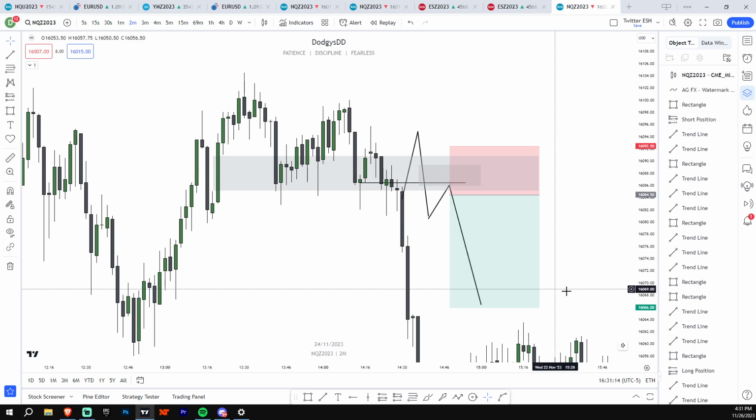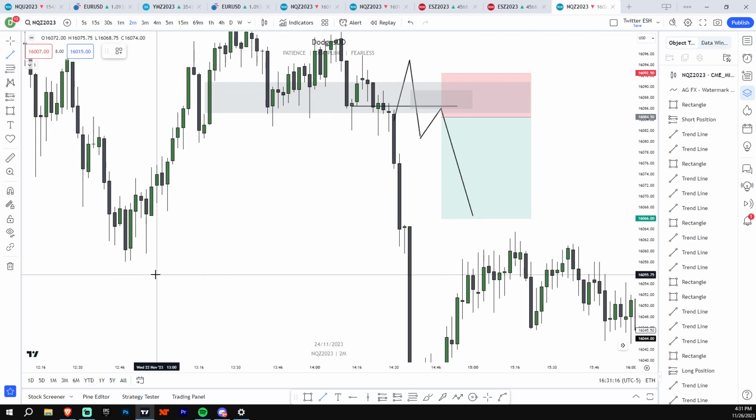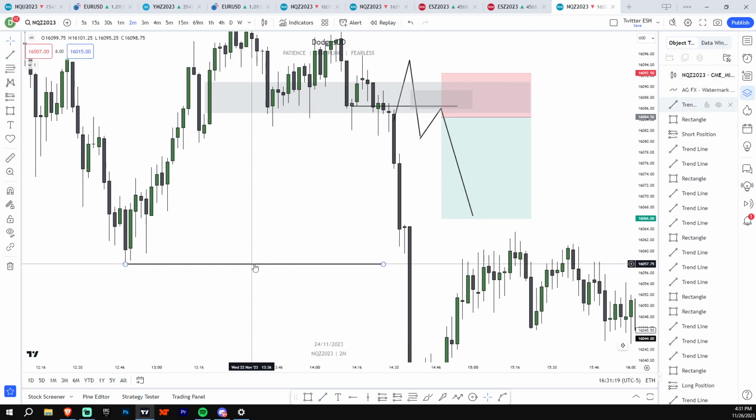Okay. This is just a random take profit. Honestly, you should place it here because it's the next liquidity pool at this low.